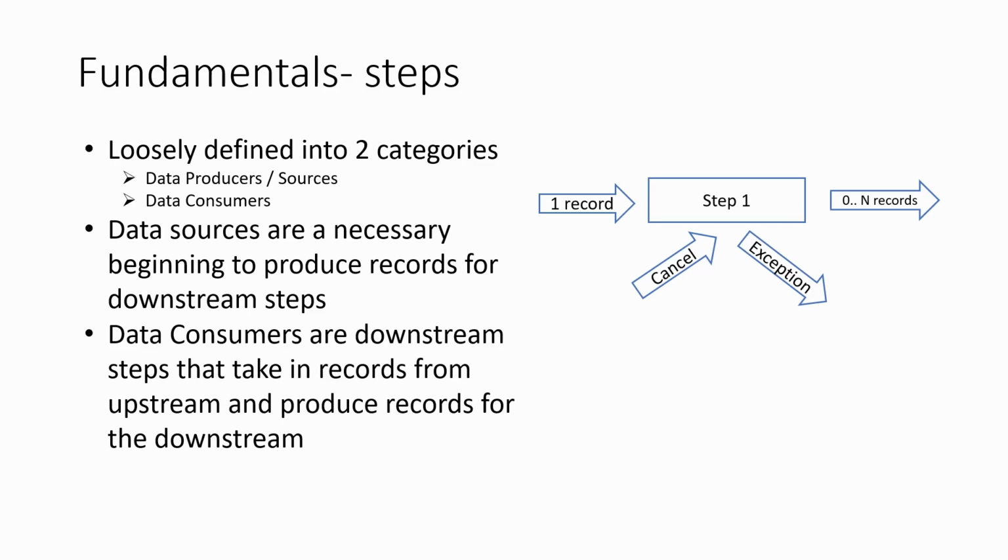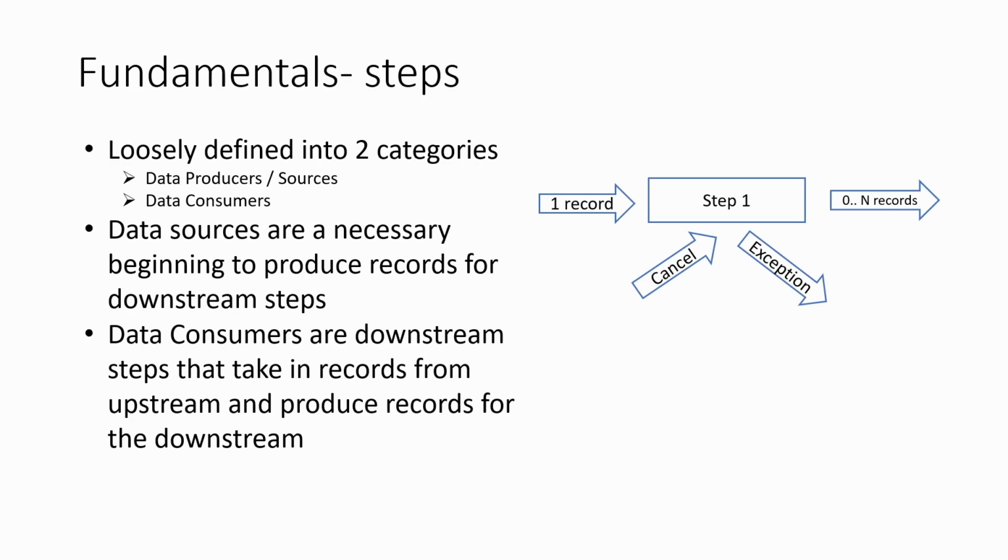So to describe steps, they are loosely defined into two categories for the purpose of this tutorial. So you have data producers, which are also known as sources, and you have data consumers. So data sources are a necessary beginning in each chain to produce records for your downstream steps, which is your data consumers. So data consumers then take in records from your data sources and then they process them. So you need data sources in order for your data consumers to have something to work on.